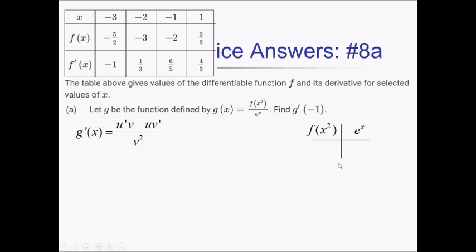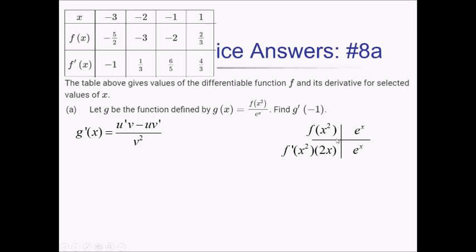And now their derivatives. For f of x squared, I need the chain rule. So that's going to be f prime of x squared times the derivative of x squared, which is 2x. And the derivative of e to the x is also e to the x. At this point, I need to plug negative 1 into all this.